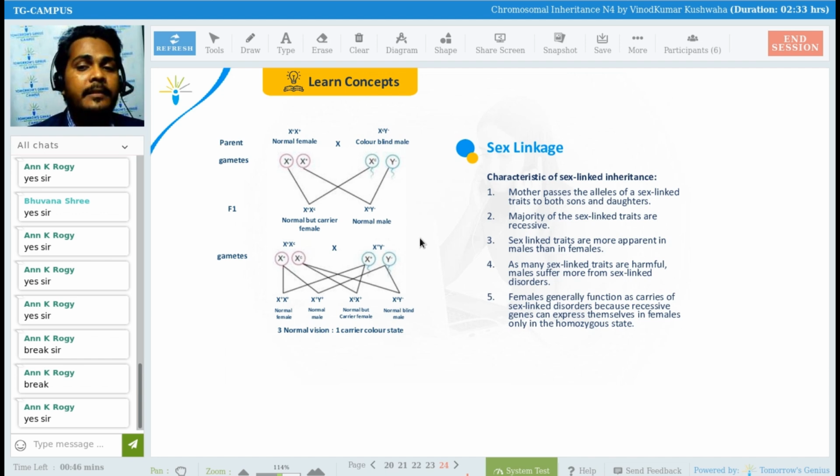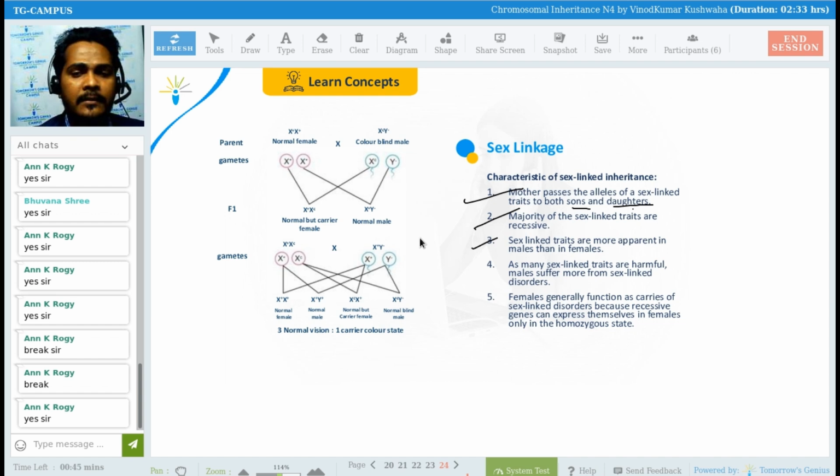Now, what are the important characteristics of this sex linkage? First of all, the mother passes the alleles of the sex-linked trait to both son and daughter. Means if the mother has that disease, she is responsible for transferring that disease to her son as well as daughter. The majority of sex-linked traits are recessive. Always keep in mind, sex-linked traits are mostly recessive.